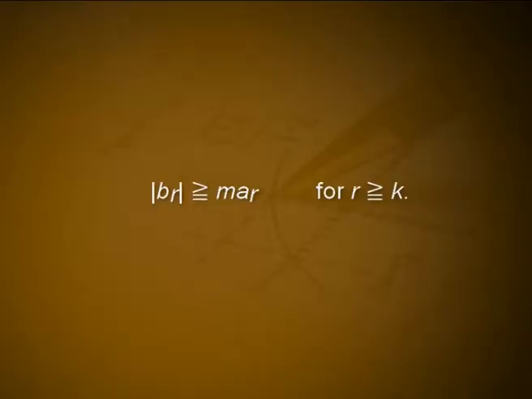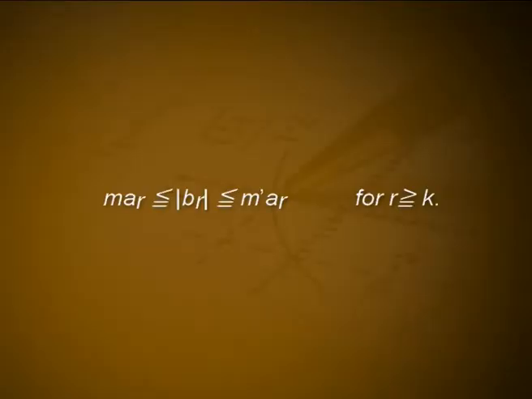For a given numeric function A, let omega A denote the set of all numeric functions B such that there exist positive constants k and m with mod Br greater than or equal to m A r for r greater than or equal to k. In other words, if B is in omega A, then B grows at least as fast as A.